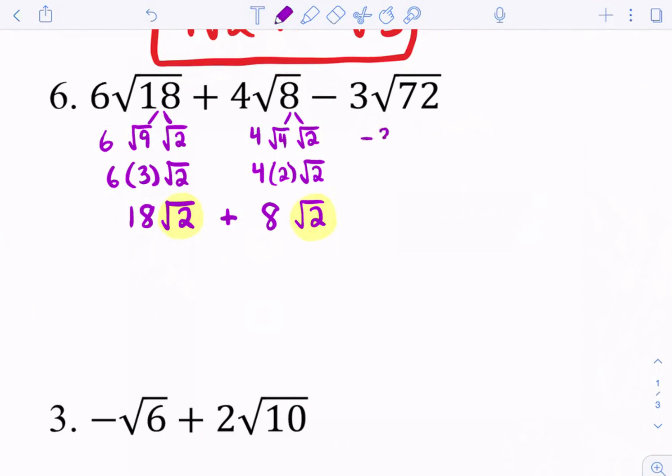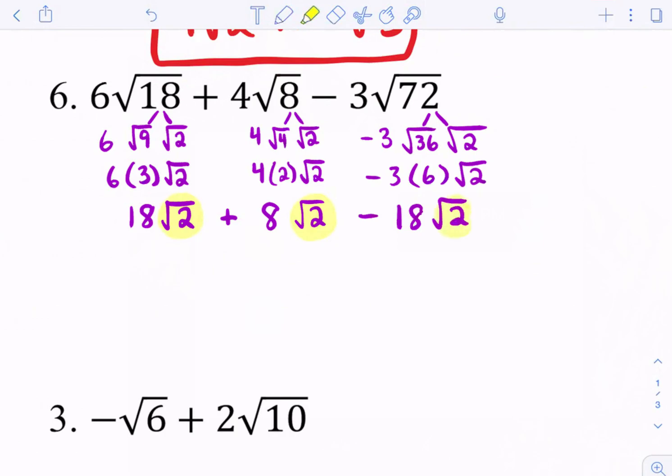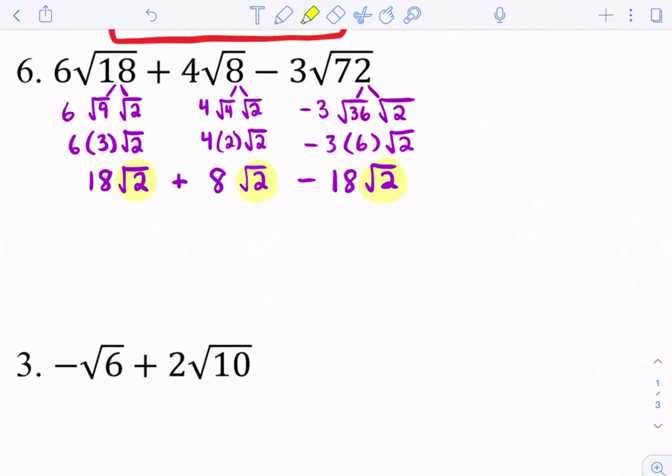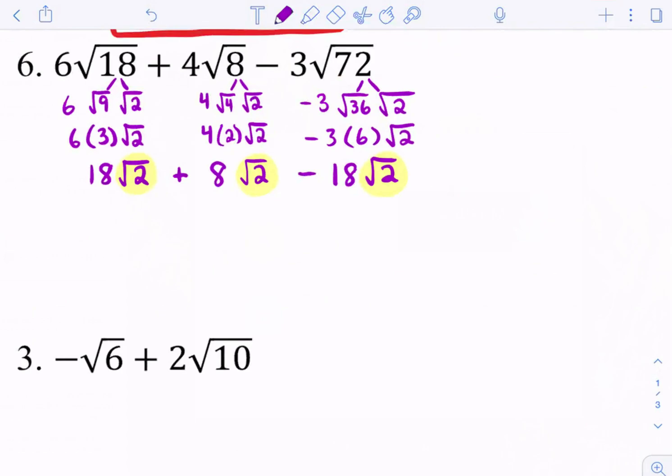So now here I have a negative 3 in the front. And now when I want to split this up, I actually find that 36 times 2 is 72. So the square root of 36 is 6. And I have the rad 2. And then negative 3 times 6 is a negative 18. So hey, take a look. We have another like radical. It just so happens to work out that all 3 of them are like radicals. It doesn't always work that way, but it did in this case.